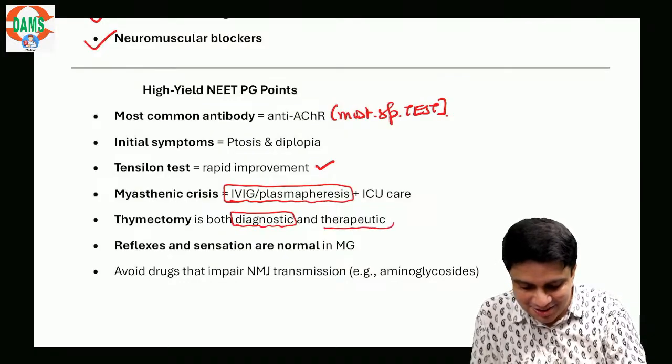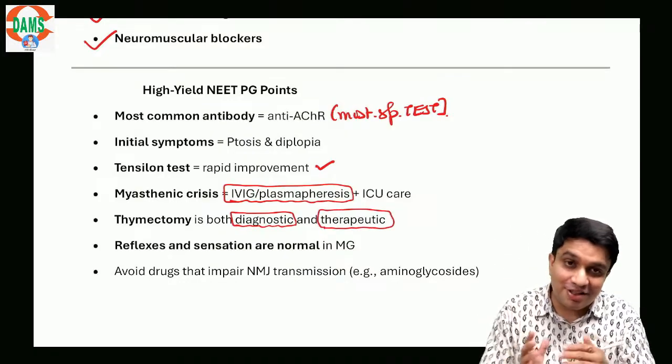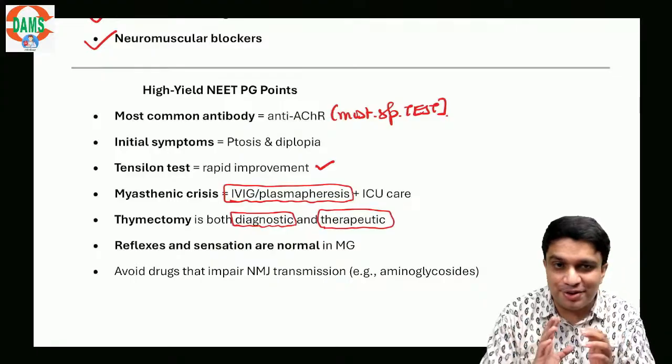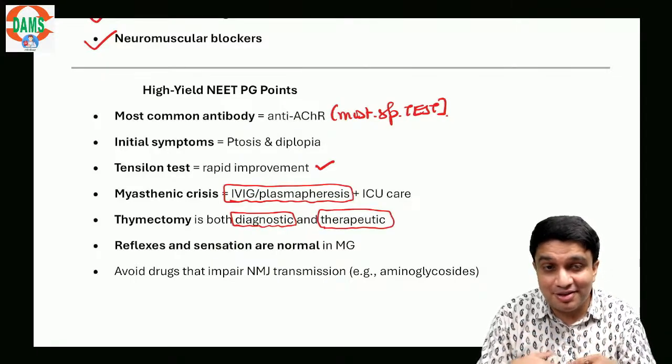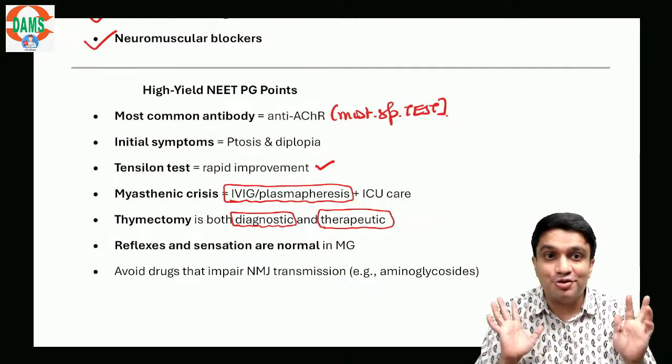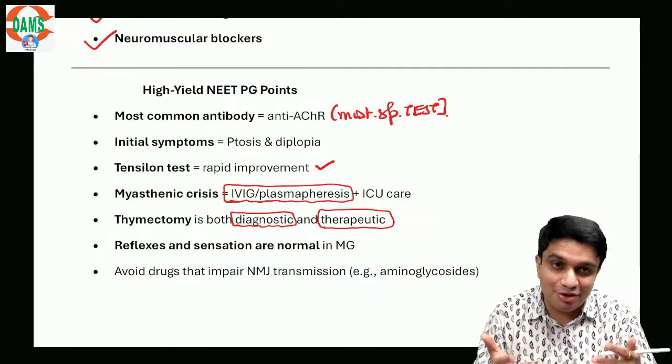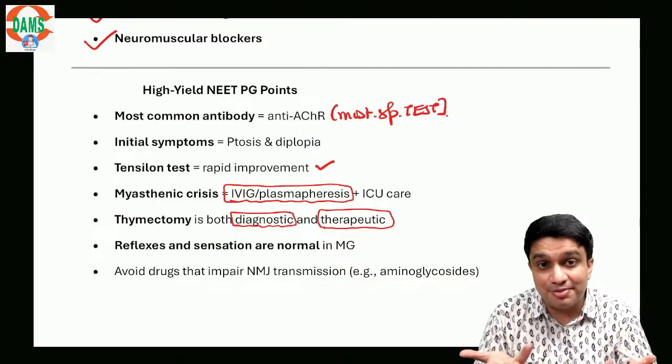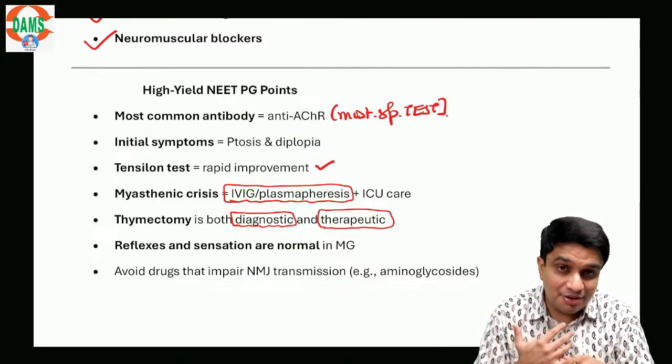Therapeutic in the sense what? You remove the thymus, the factory of antibody is gone. And still in dilemma, some of the authors have told that you remove the thymus and the improvement will happen. Then you will be very sure, yeah, it's myasthenia. Because antibody titer keeps on decreasing with time. Sometimes it's not very clear. Okay.